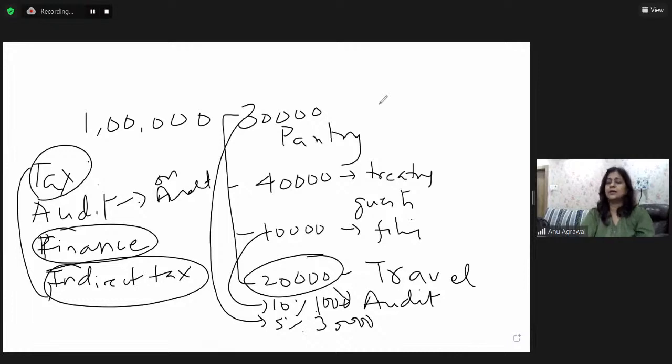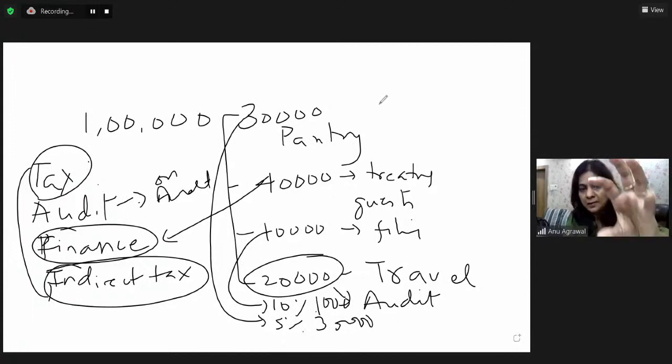Finance guy hardly comes to the office. No interest in filing, pantry, nothing. So technically this 40,000 should go to the finance guy. And the balance expenditure, 30 minus this 5% and 10 minus this 10%, the balance expenditure, you can share it between tax and indirect tax people equally.